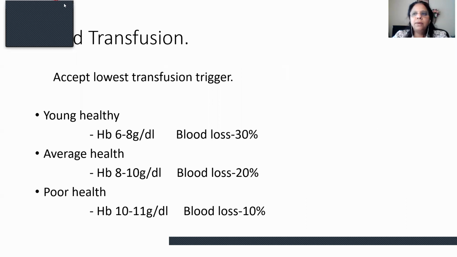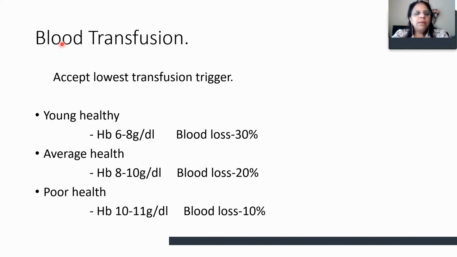So remember for blood transfusions, you have to accept the lowest transfusion triggers. Young healthy people like y'all can accept a loss of 30%. If you don't lose more than 30%, we won't give you blood because it has a lot of problems. And for average health people, again 20%, you better give some blood. And poor health, even 10% of blood loss, you might have to give blood.